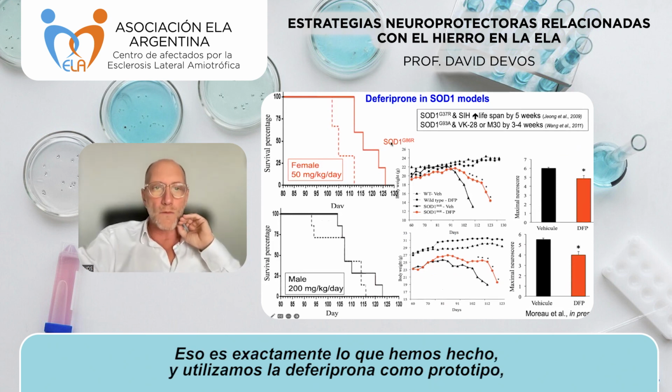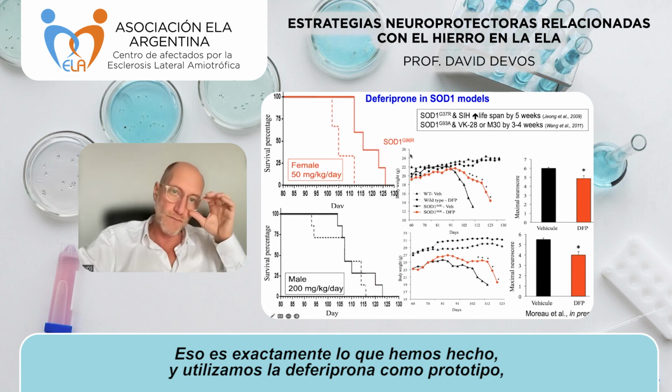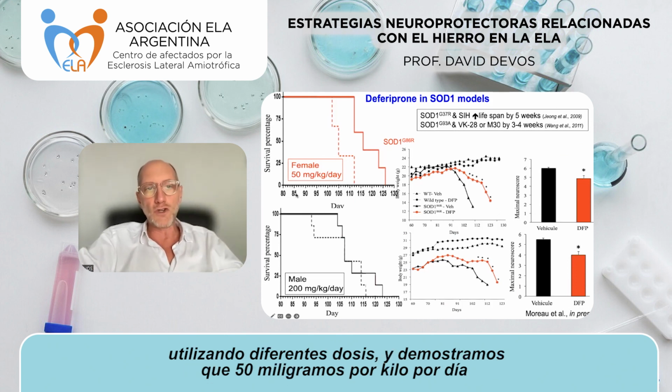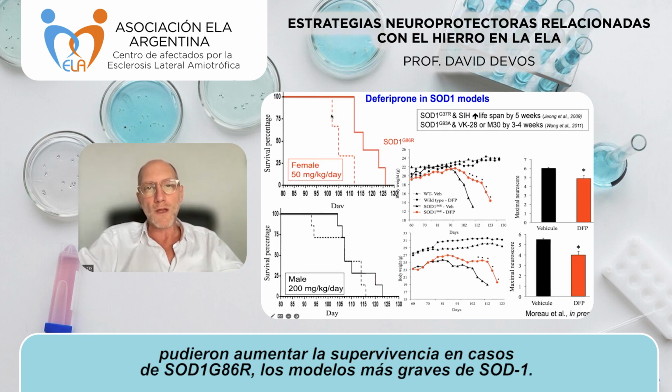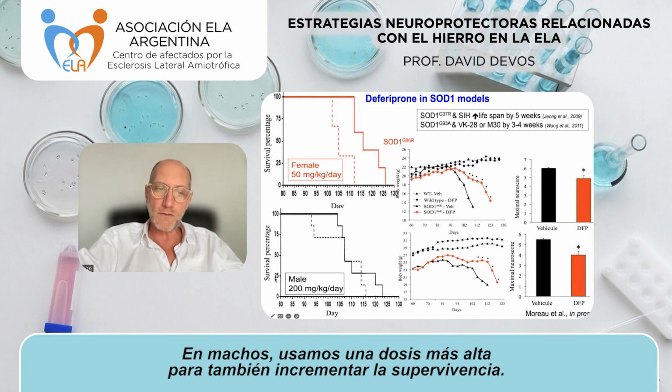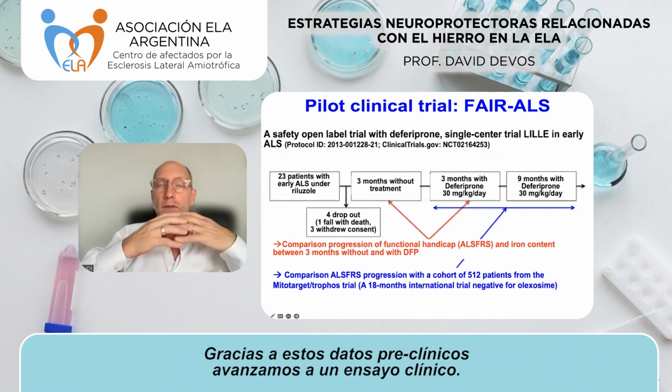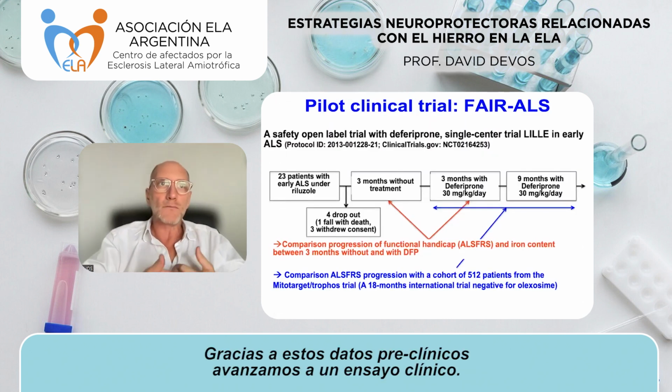And we use deferiprone as a prototype, and we use different doses, and we demonstrate that at 50 milligrams per kilogram per day, we were able to increase the survival of SOD1 G86R, the most severe SOD1 model. And in males, we created a higher dose to also reduce the survival. So thanks to this preclinical data, we moved to a clinical trial.